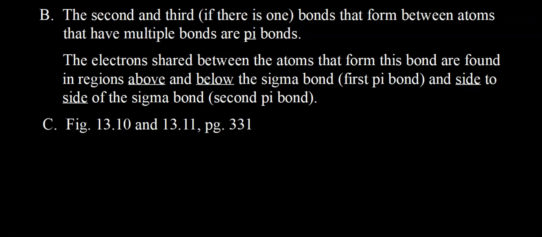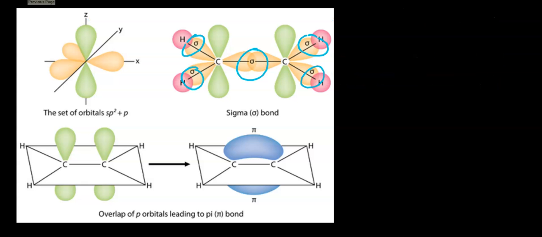For pi bonds, the electrons shared between the atoms are found in regions above and below the plane of the sigma bond, and side to side or front to back, however you want to look at it, of the sigma bond as well. There's also a diagram in your book on page 331, and it shows the same thing that I showed you before. So let's look again at a situation where we have C2H4.